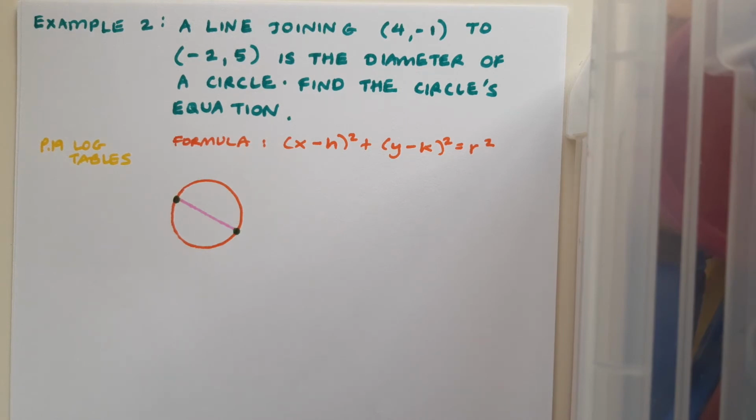So we're being told that we've got a line that joins 2 points together, and that's the diameter of a circle. Now we want to find the circle's equation, so don't forget the two things we need to fill into the formula are the centre and the radius. So how am I going to find those?